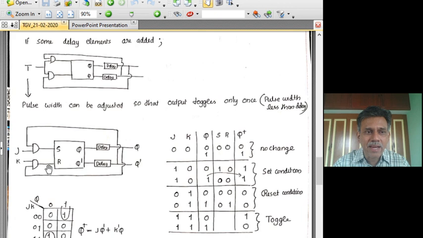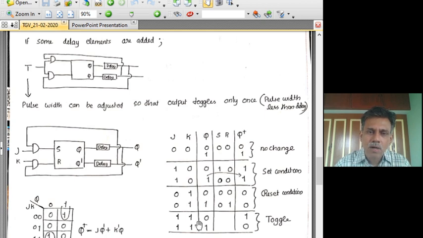So if you again carefully keep the pulse width of the J and K inputs larger than the propagation delay of this circuit and lesser than this delay, this toggling will take place only once and it will toggle. That is, Q will change from 0 to 1 or 1 to 0 for this case. You can even work it out by putting different values of Q, J, K, and then working out the SR inputs.